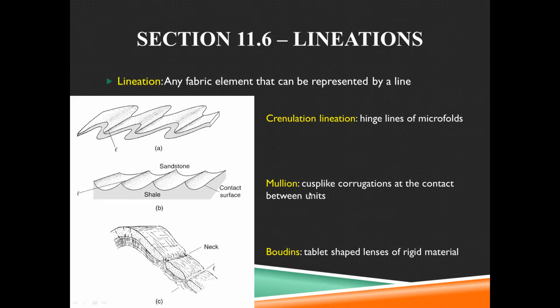Mullions. This is not a haircut. That'd be a mullet. So this is a mullion. Mullions are the cusp-like corrugations at the contact between units. So if the surface between the shale and the sandstone isn't a flat line, it's kind of wavy, these little ridges are called mullions. They're linear features at the contact between rock types.